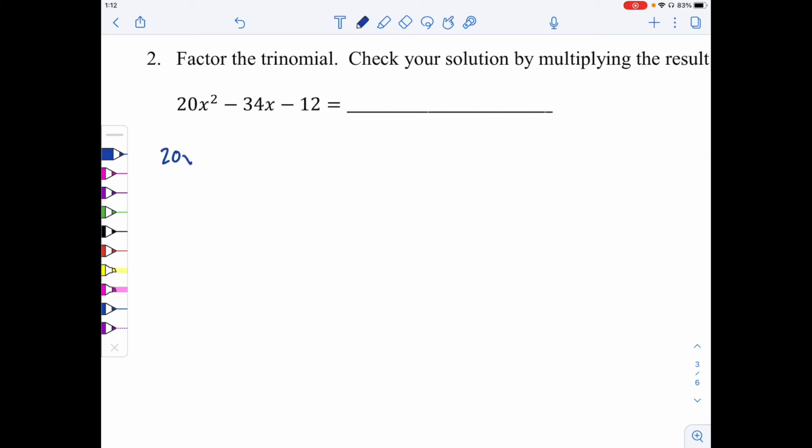Let's write it out. 20x squared, right? So 20, and we can write our factor tree, 2 times 10. 10 is 2 times 5, right? So our numbers, 2, 2, 5. And that's all we're using, right? 2, 2, 5, and then 2 x's.